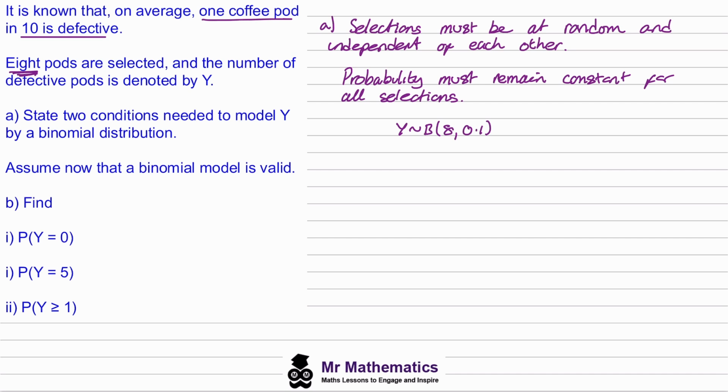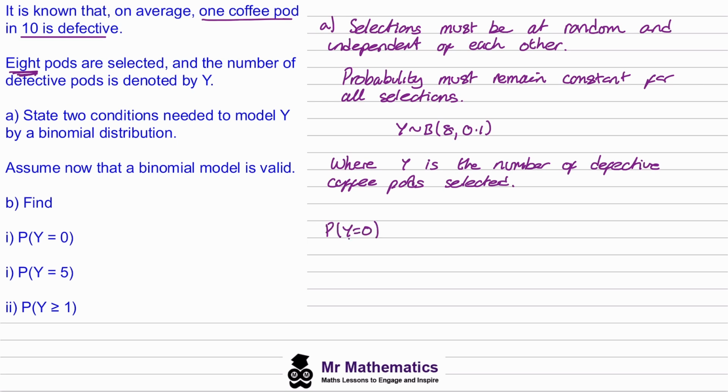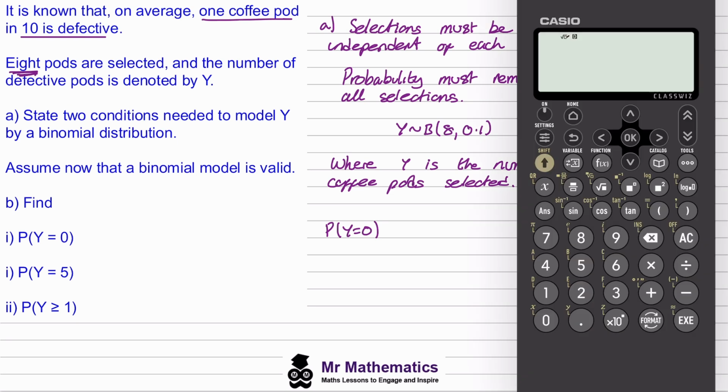And then we need to define the random variable Y. So I'll say that Y is the number of defective coffee pods selected. And then to work out the probability of Y equaling 0, we can do this on our calculators. If we go to Home, and we'll choose Distribution, we want Binomial PD. Binomial CD we'll cover in the next video, but for this video, we're going to use Binomial PD. This is the probability distribution.